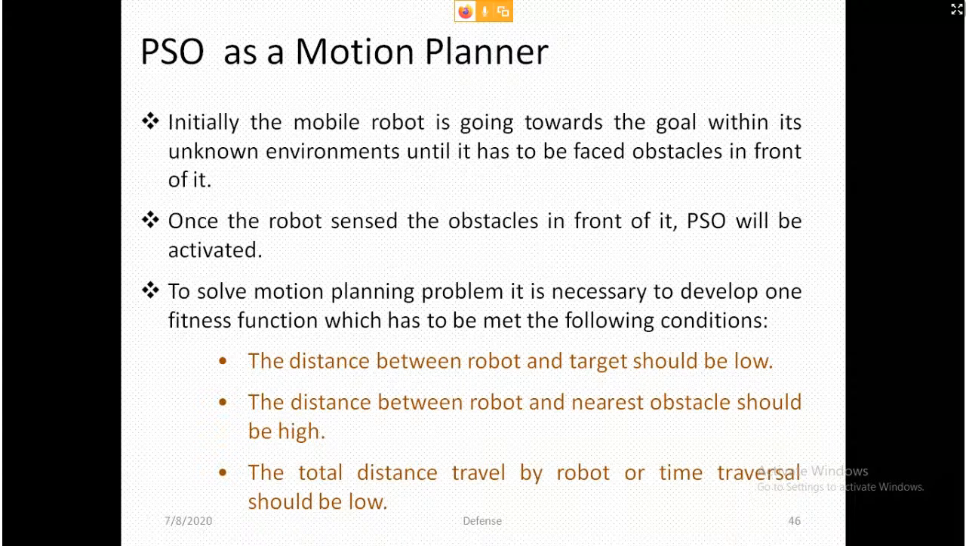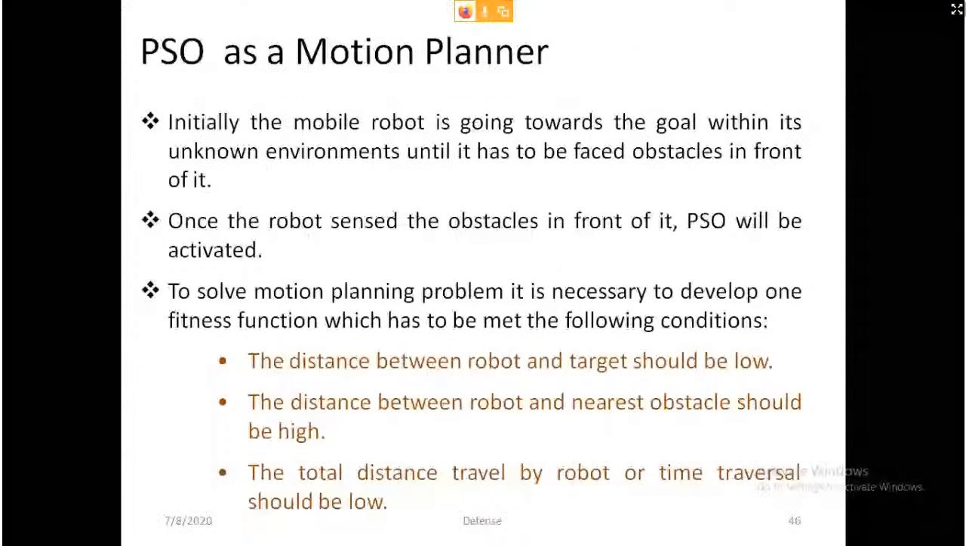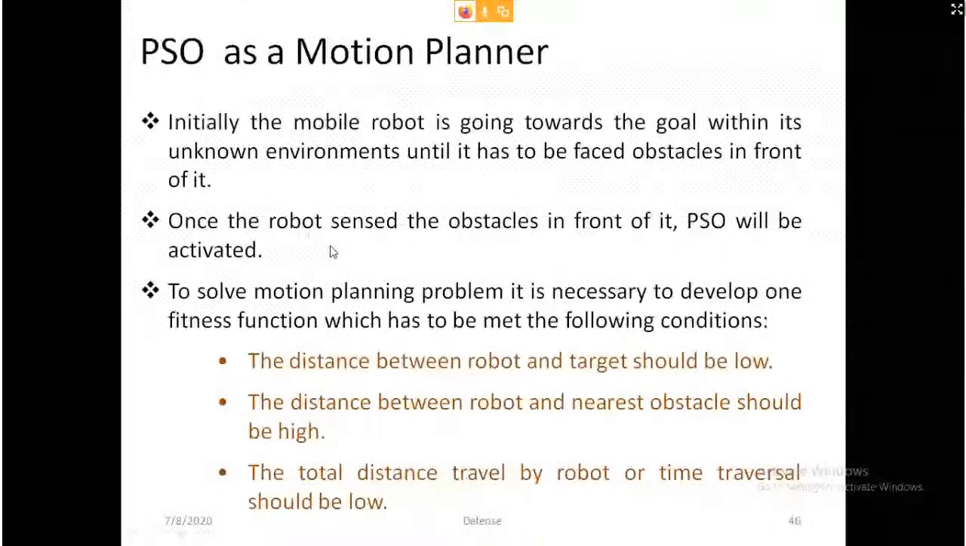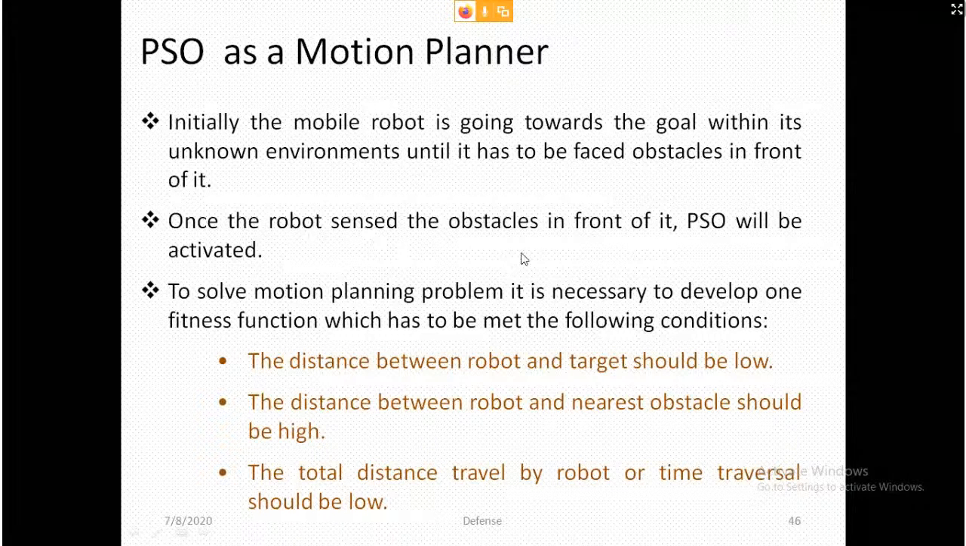the robot has to decide the next move in order to reach the target. Of course, this was developed by me, and how I developed the algorithm is that the robot is free to move towards the target position. If the robot senses some obstacles, then this developed particle swarm optimization based motion planner will be activated. How this is activated, let's see.